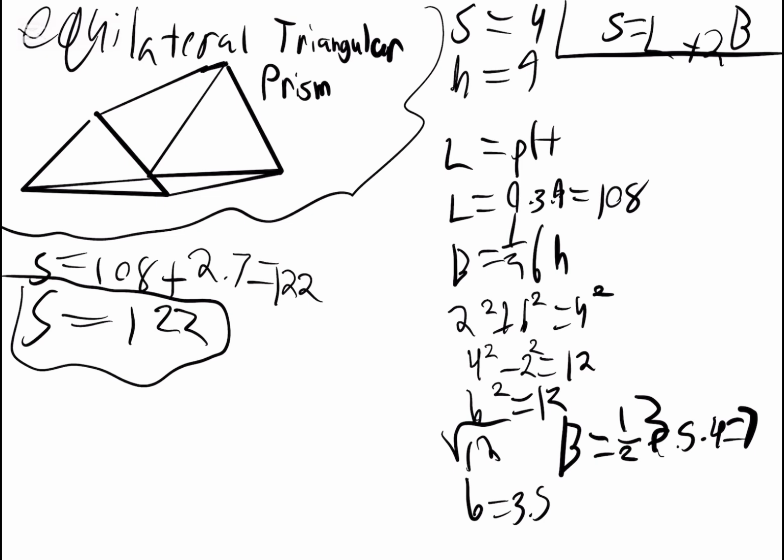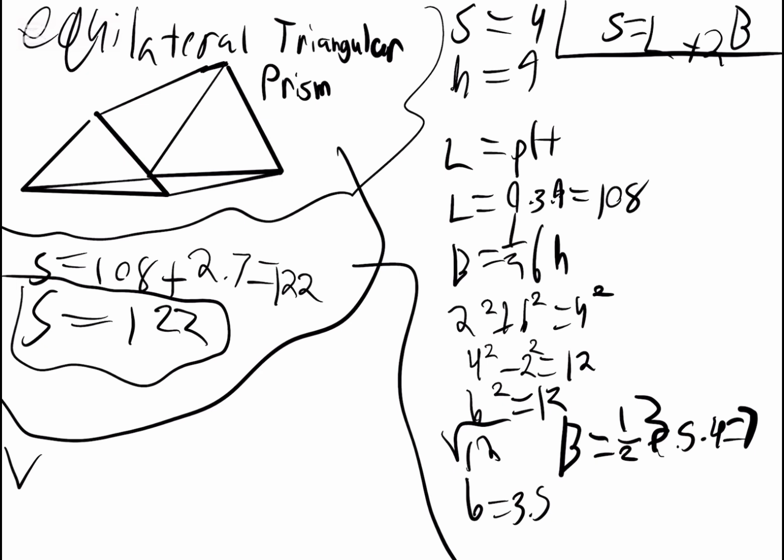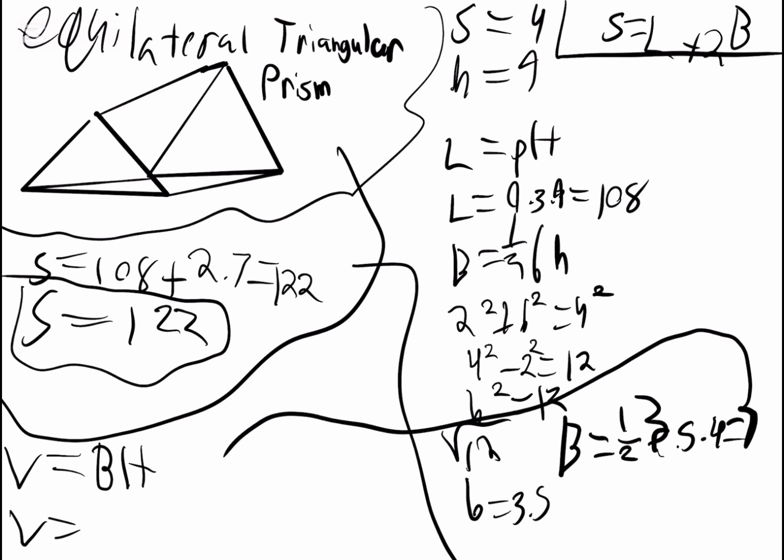So, now for volume. Volume is base times height. So, for base, we already have the base from this part of the problem, so we plug it in. Volume equals 7, and our height would be 9. So volume equals 7 times 9, and it would come out to our total being volume equals 63.